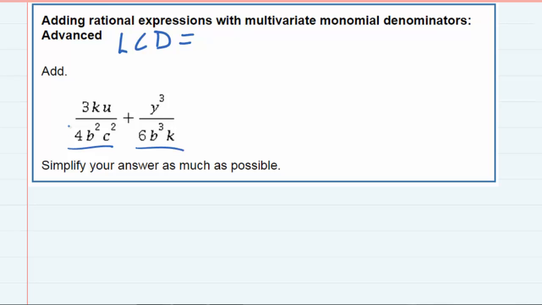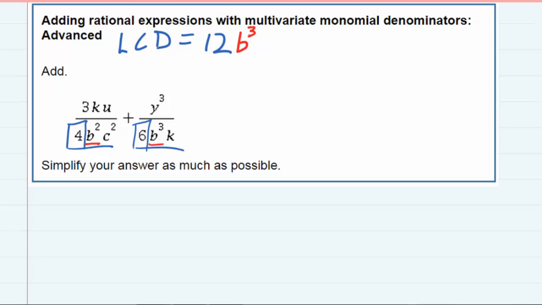Starting with just the numbers, we've got a 4 and a 6, and we can treat those like regular numbers for fractions. The lowest common multiple that they share is 12. So my LCD for the number part would be 12. But then I've got a couple of different variables, and I have to have each variable represented, and I have to have the maximum number of those variables. So I see that they both have a b, but one of them has a b squared and the other a b cubed. So our expression has to have a lowest common denominator of b cubed.